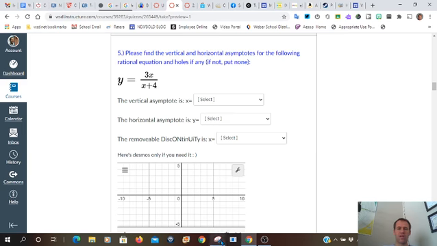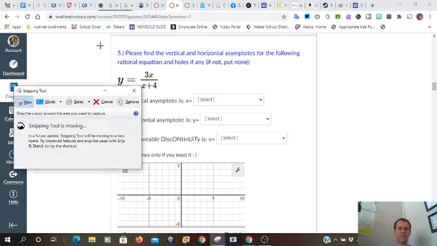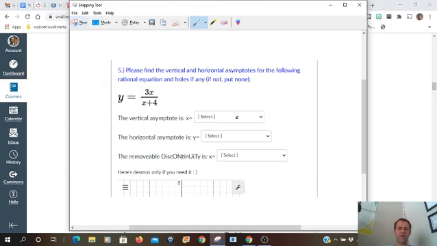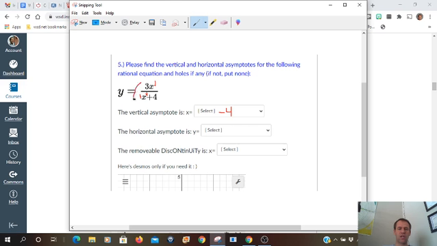Number 5, we're doing the same thing. Basically for the vertical, set the bottom equal to 0. So we get not a positive 4, but a -4, opposite sign. The horizontal asymptote, powers are the same again. So we're going to use 3 over 1. Now, since you're watching this video, I'll give you a hint. So y equals 3 for the horizontal asymptote.